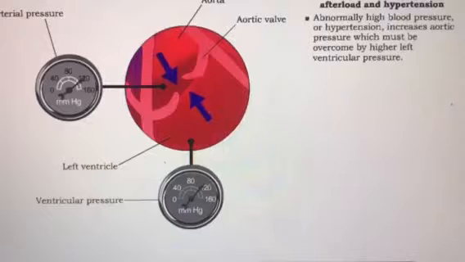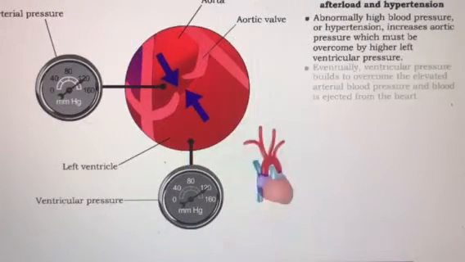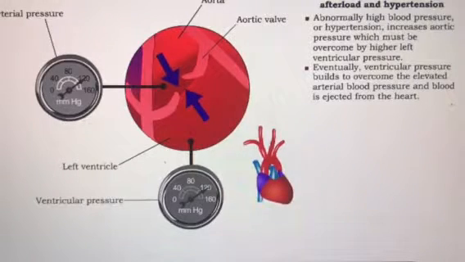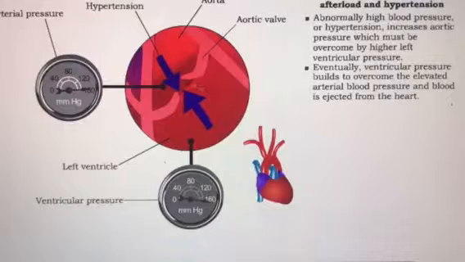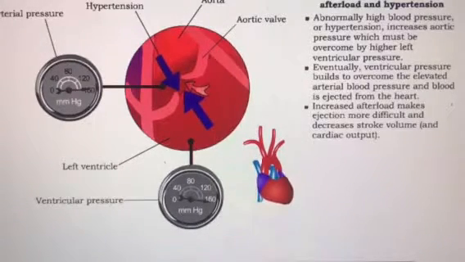Hypertension increases aortic pressure, and the left ventricle must work harder to generate the pressure required to maintain stroke volume and cardiac output. Eventually, ventricular pressure builds to overcome the elevated arterial blood pressure, and blood is ejected from the heart. As afterload increases, ejection is more difficult, and both stroke volume and cardiac output are diminished.